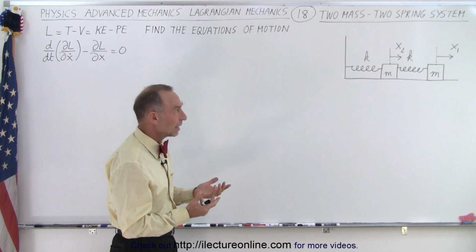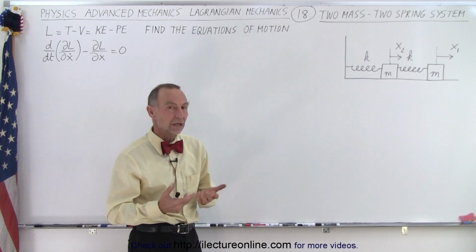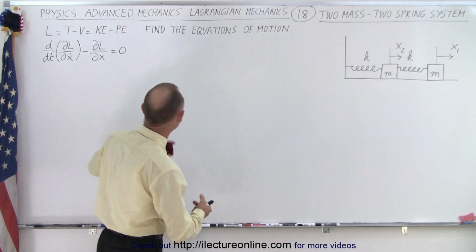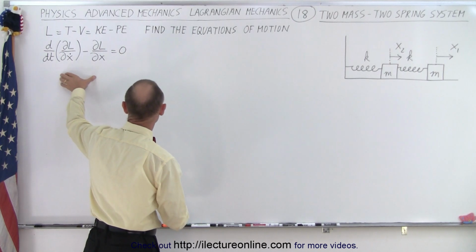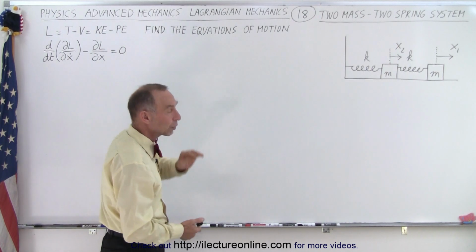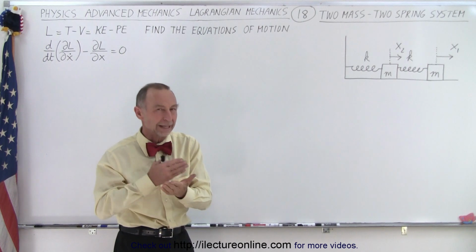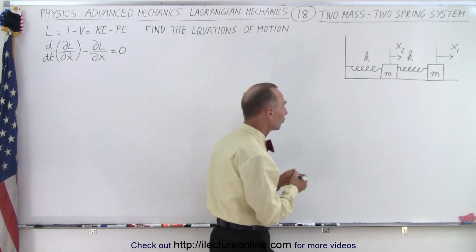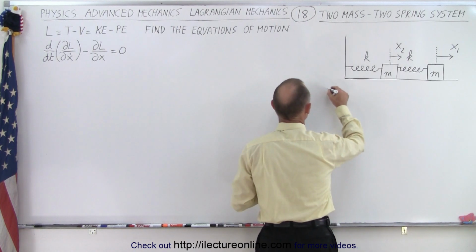So what we need to do then is find the kinetic energy of the system, find the potential energy of the system, and then we have to use this technique here, the Lagrangian technique, in order to find the two equations. So we'll have to take each variable, x1 and x2, separately. All right, so let's first find the kinetic energy of the system.